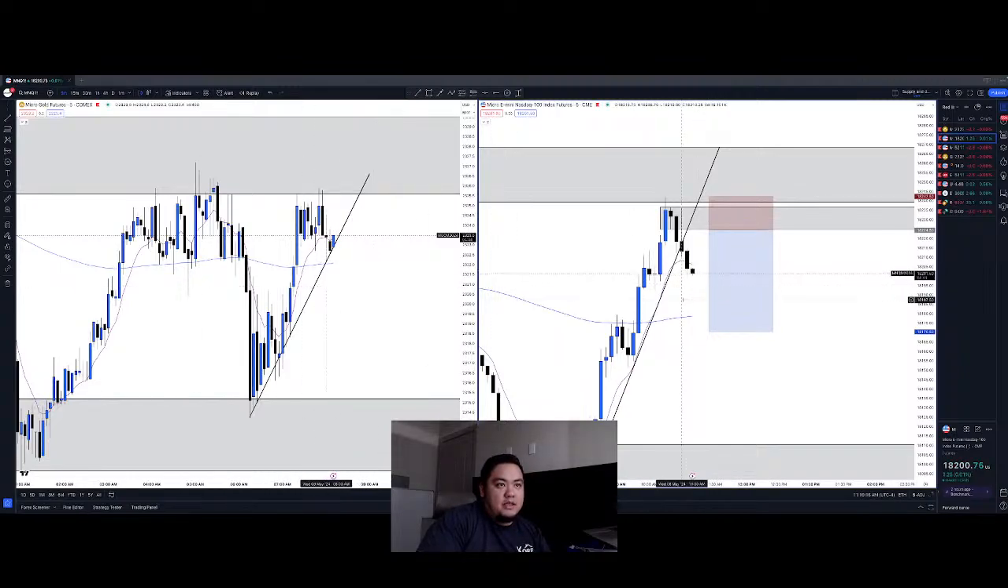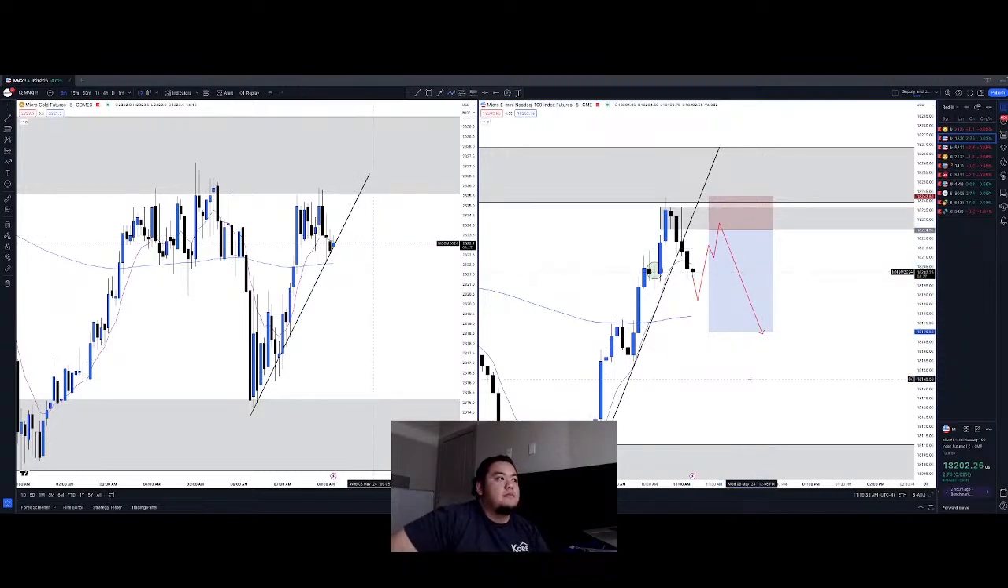Alright, looks like we are going to get that break of structure on the NAS. So, something like this, close, come back up for the short. Come on. Let's go, sellers. Push it. Push it down.